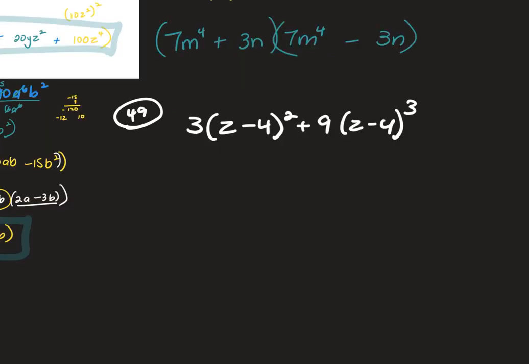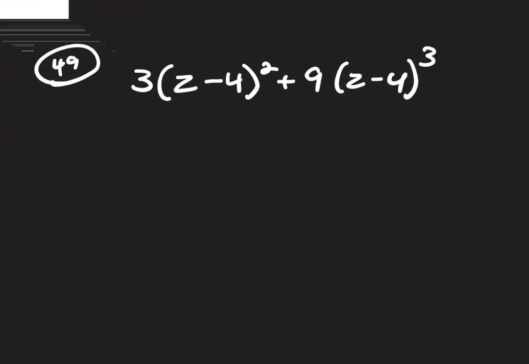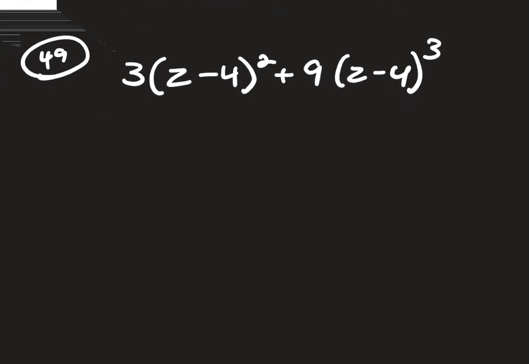All right, so this time the greatest common factor is actually an expression. Well, there's two parts to it. 3 goes into both of these, so I can take out a 3. And then they both have a z minus 4. Technically, one has it twice and one has it 3 times. So you can actually take out a z minus 4 squared.